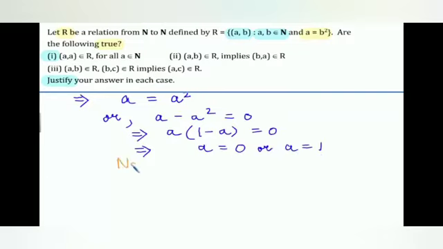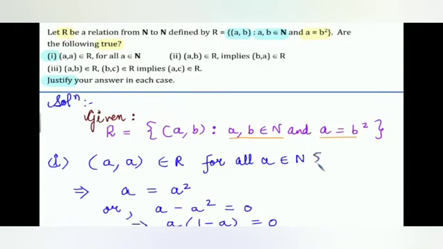That means (a, a) belongs to R is only possible for 0 and 1. The square of 0 is 0 and the square of 1 is 1. Right? So a does not equal 0, because 0 will not come in natural numbers. So only a = 1 is possible, because the square of 1 will be 1. In all other cases, that is not possible.